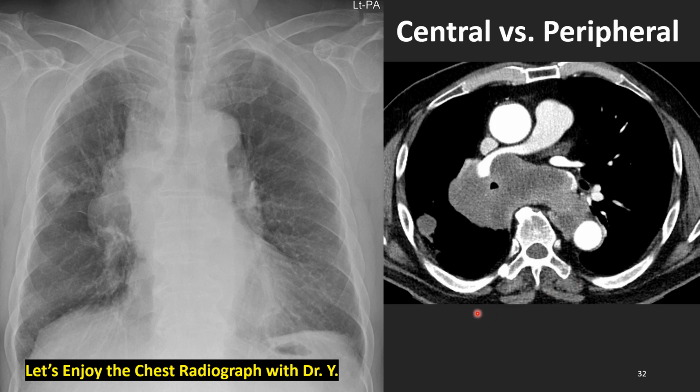This axial CT image shows exactly what we have imagined from this film. Yes, solitary pulmonary nodule 1.5 centimeter, and very extensive conglomerated lymph node mass here. Is this central type or peripheral type? I don't know. But I guess this solitary pulmonary nodule is the primary tumor, and these lymph nodes represent the metastasis.